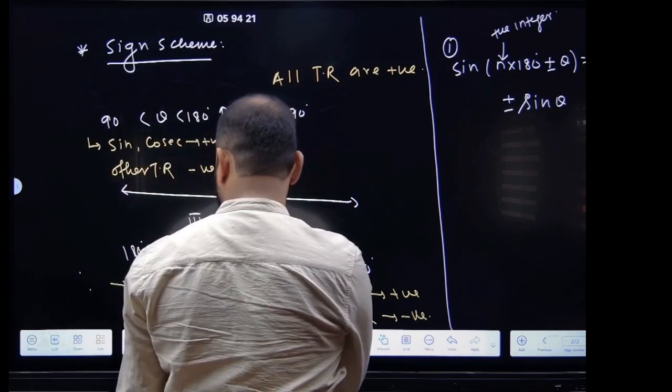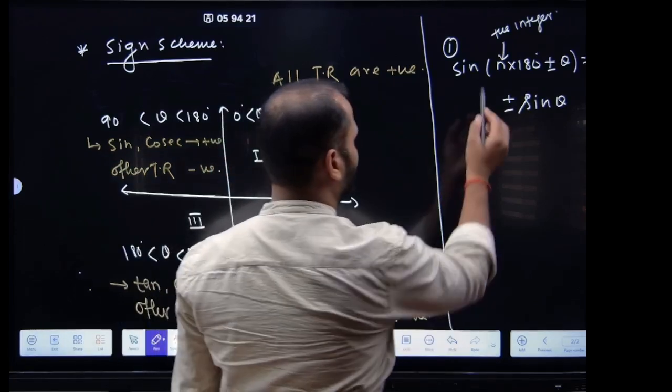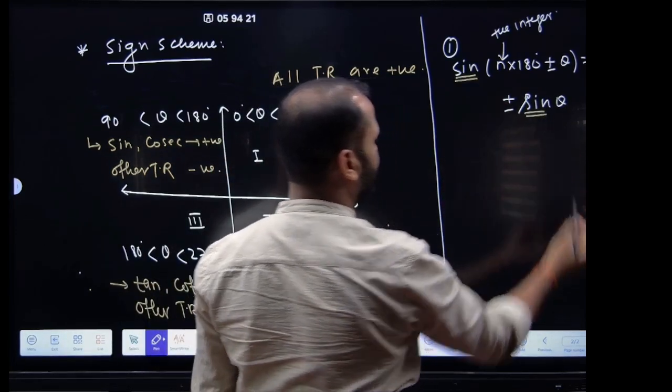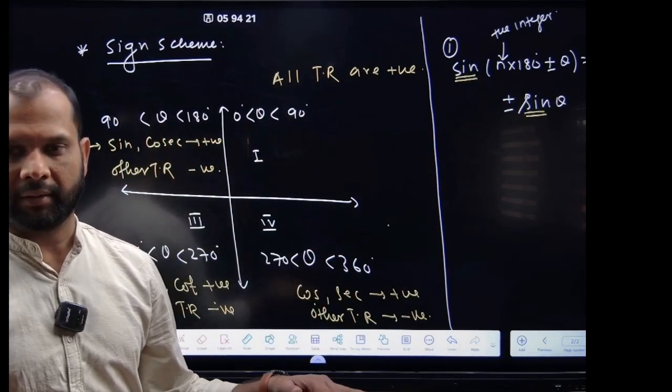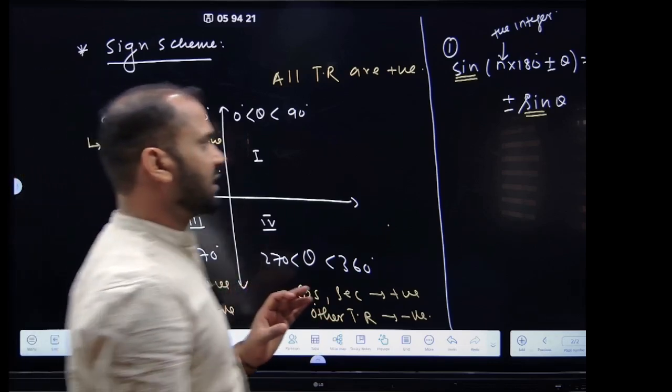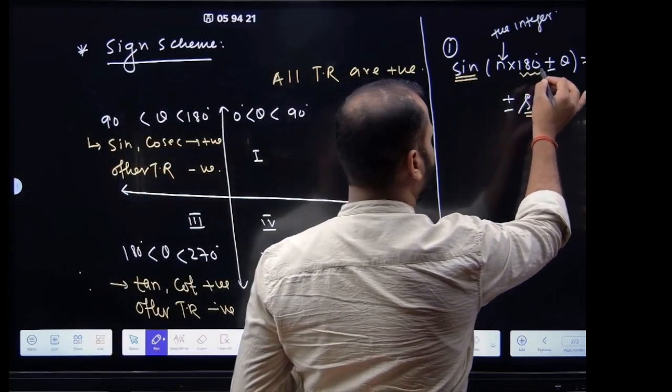What is the best part of this? The best part is, if you have sine here, it will remain sine. If it is cos, it will remain cos. If it is tan, it will remain tan. Correct? So, always try to make it 180 degree.